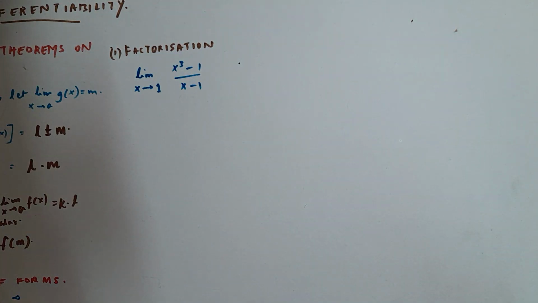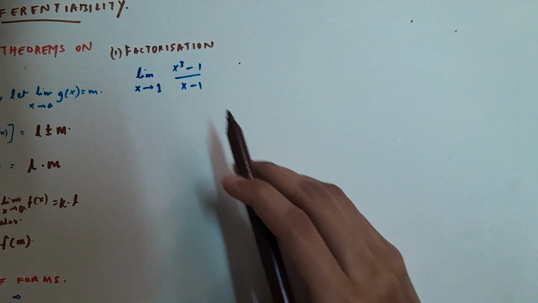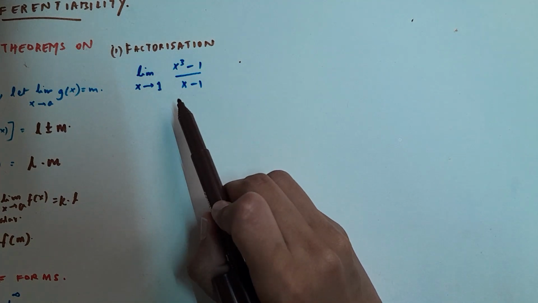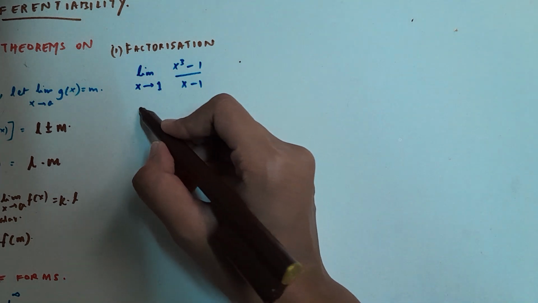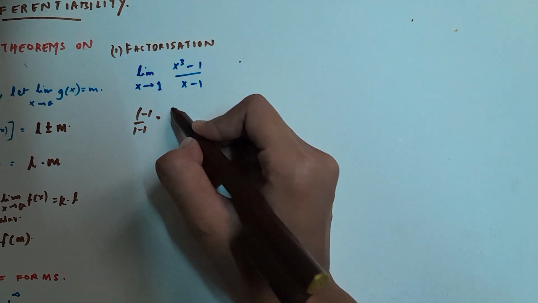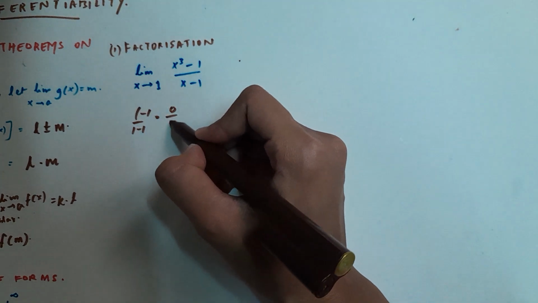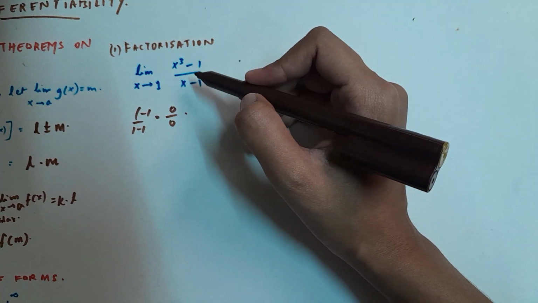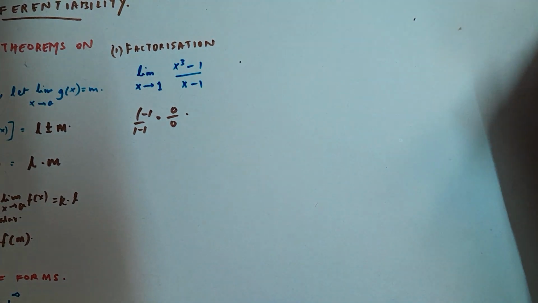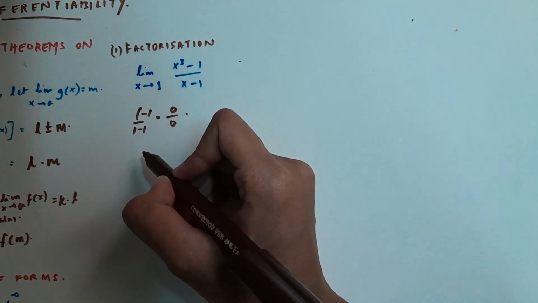Let's look at an example of factorization. So here, the limit as x approaches 1 of this function can't be found by direct substitution. Substituting 1 directly gives us the indeterminate form 0 by 0. So instead, we're going to try to factorize this function so that we can find the limit as x approaches 1.